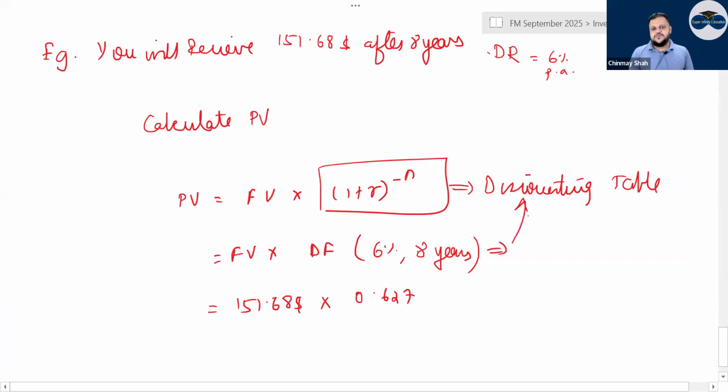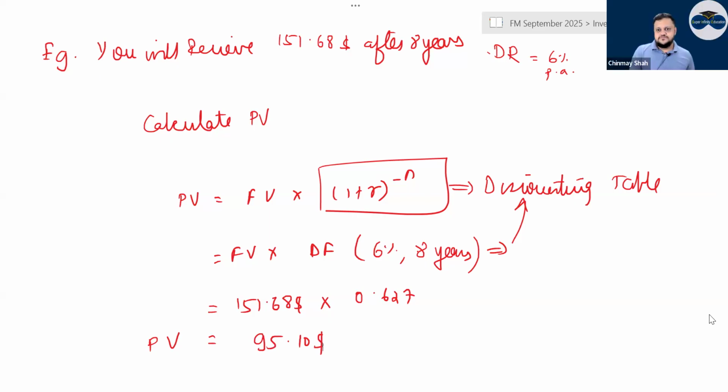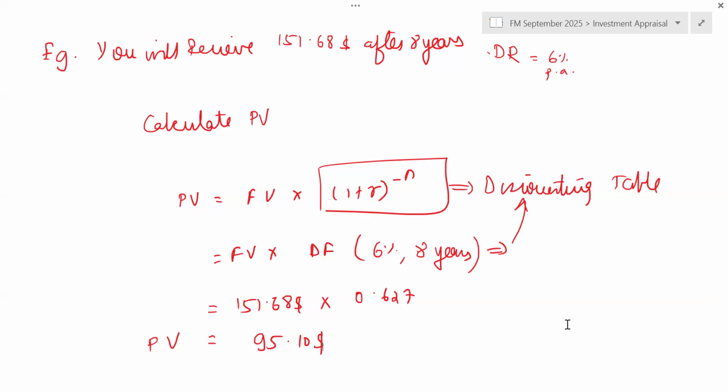Discounting table is cut. 6%, 8 years. So how much is the present value? Can you tell me? Present value. Jenilia, what do you say? 95.10. Everyone is getting 95.10. Yes. Good evening, Vipasha. Right. Very quickly. Jenilia, what do you say? Okay with 95.10? Yes, sir.